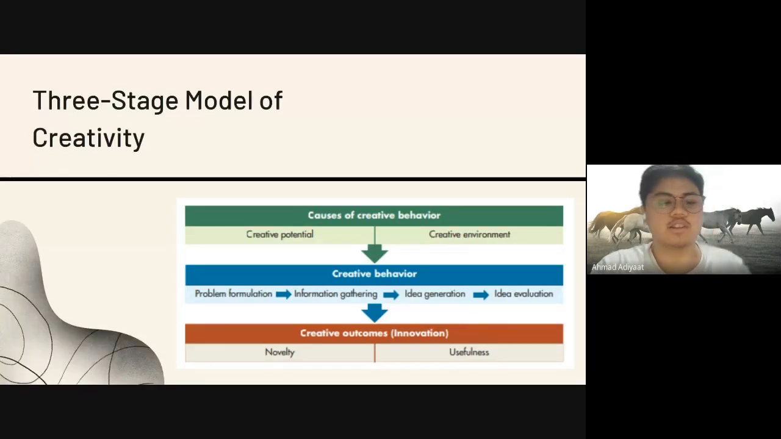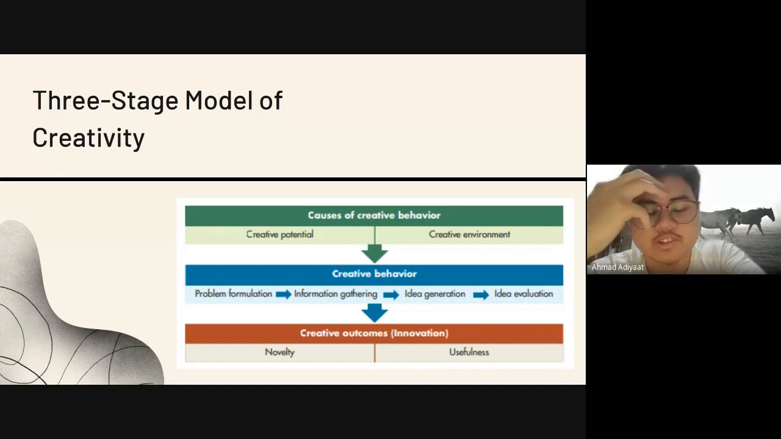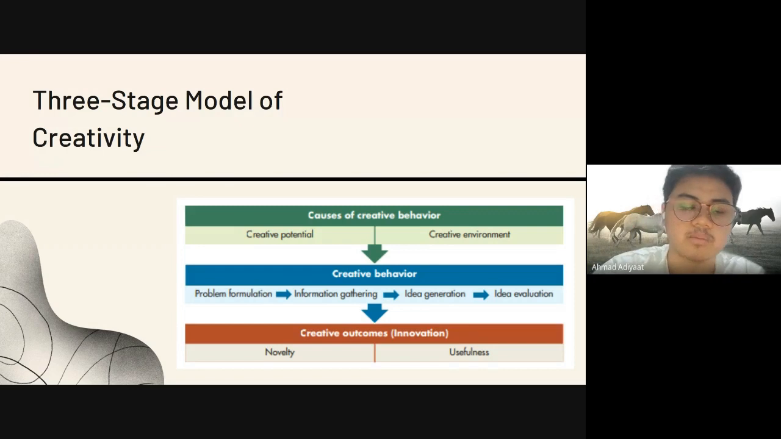So the three-stage model of creativity is divided into three: the causes of creative behavior, process, and creative outcomes. It begins with causes of creative behavior, which begins with creative potential from the individual and the creative environment. The creative behavior process usually begins with problem formulation, which is the stage where creative behavior involves identifying a problem or opportunity that needs to be solved. Information gathering, we gather the information and facts about what you want to solve.